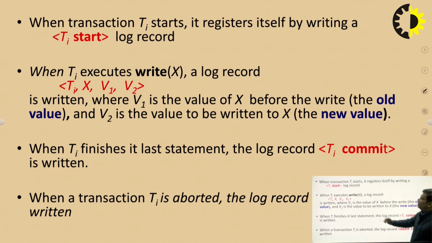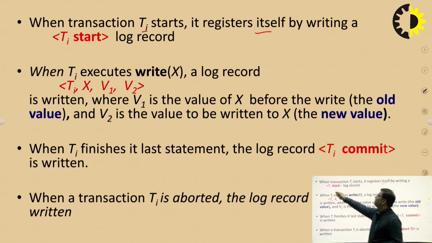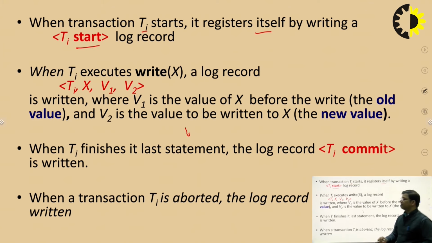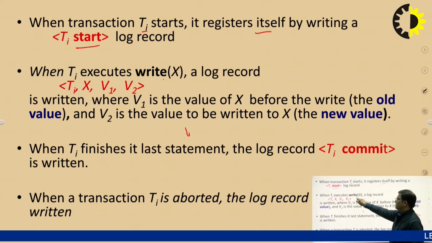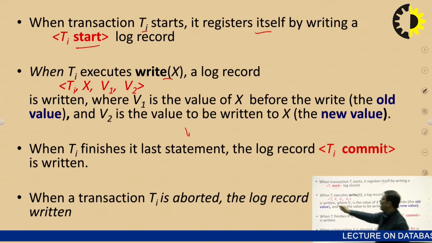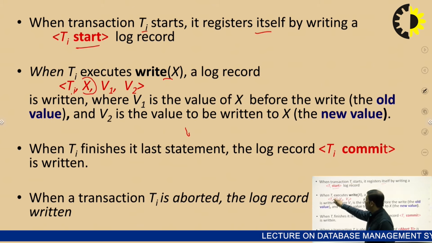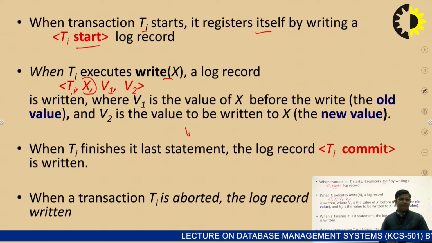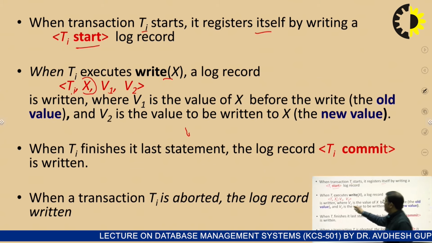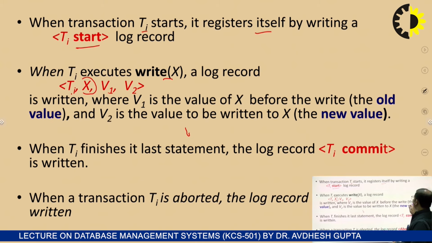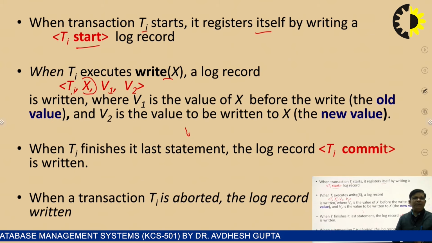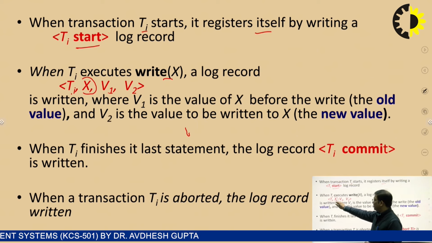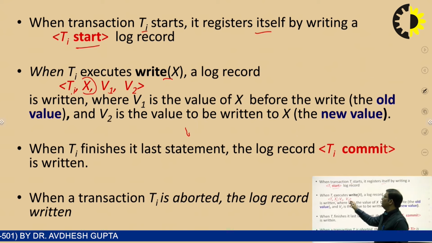When any transaction Ti starts, it registers itself by writing a Ti start log record. If a transaction starts, Ti start must be there if we are maintaining a log file. When Ti executes write X, we can record it as Ti, X, V1, V2, where V1 is the value of X before the write operation, or we can say the old value, and V2 is the new value.